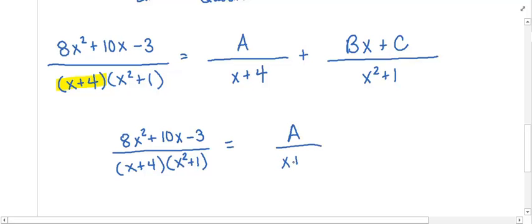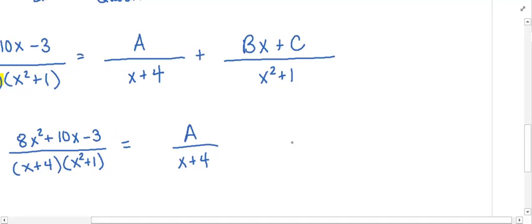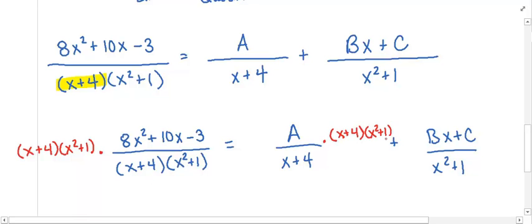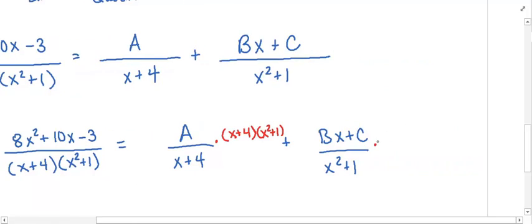Let me write this stuff out. I need to give myself some extra room because we're going to be multiplying by stuff to get rid of the fractions. Okay, here we go. I want to get rid of the fractions. On the left side, I'm going to multiply by the entire denominator, x plus 4 times x squared plus 1. If I do it to the left side of the equation, I have to do it to the entire right side. So each of these pieces are going to have to get multiplied by x plus 4 times x squared plus 1.